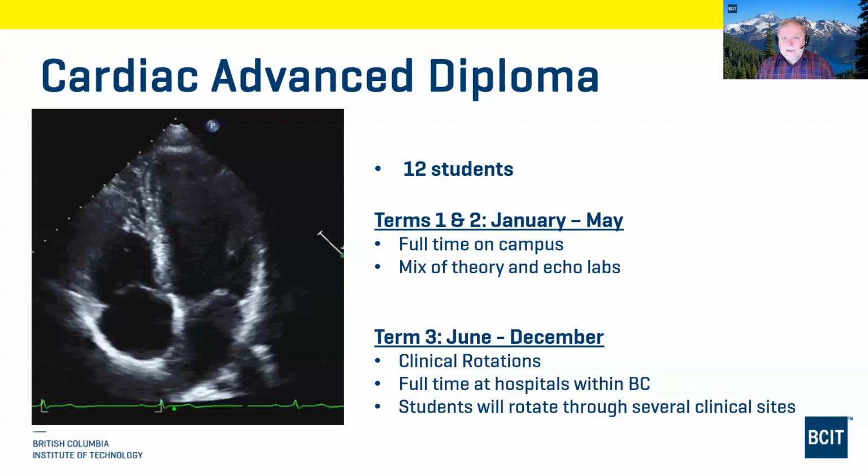So just a little bit about our cardiac advanced diploma. We take in 12 students every year, and this is a much more intense program for people that already have a degree or diploma in a health science related field. The first and second terms are between January and May, and it's full-time on campus with a mix of theory and labs. And then it goes to clinical in term 3 from June to December, with the same types of clinical rotations at different hospitals within BC.